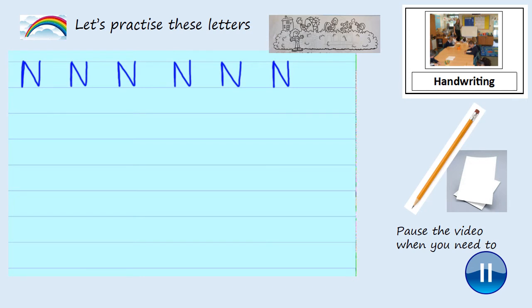Now we're going to write N. N is a one-armed robot letter. It is a short letter that sits on the line. We say down Nobby and over his net.